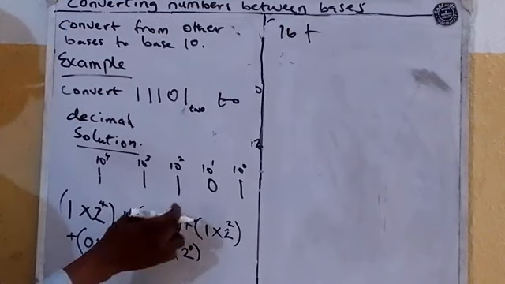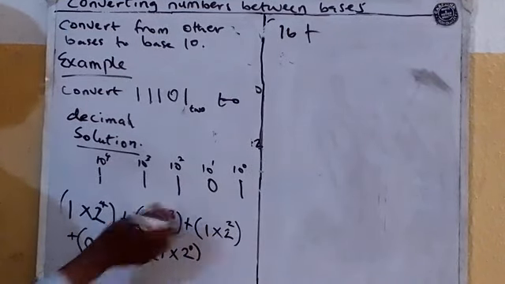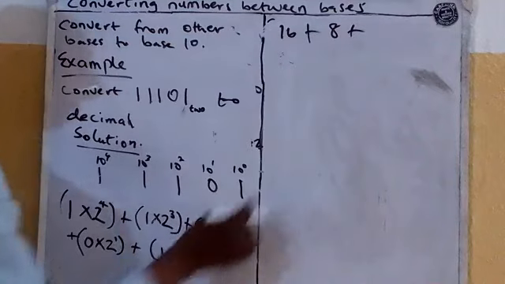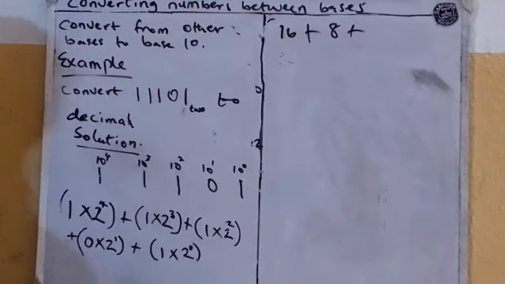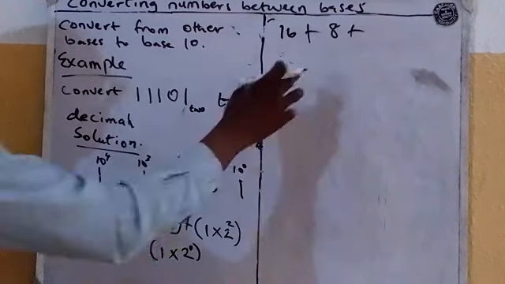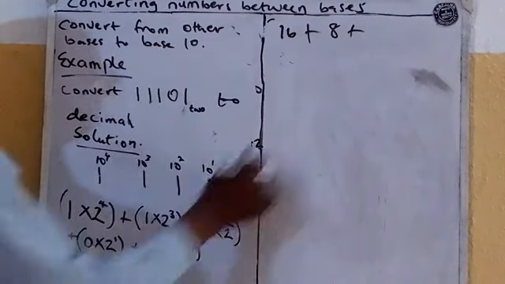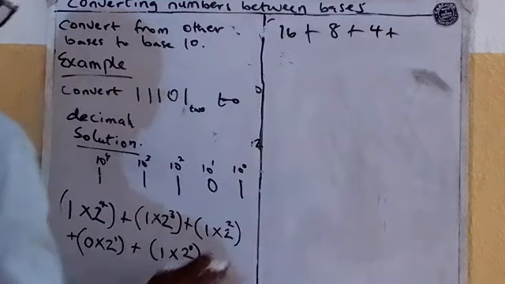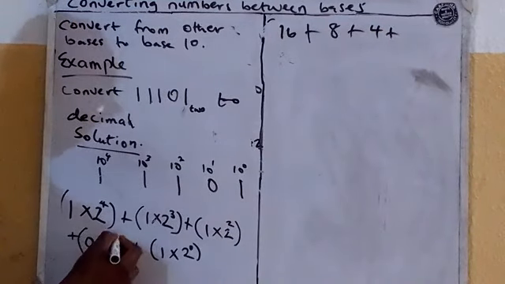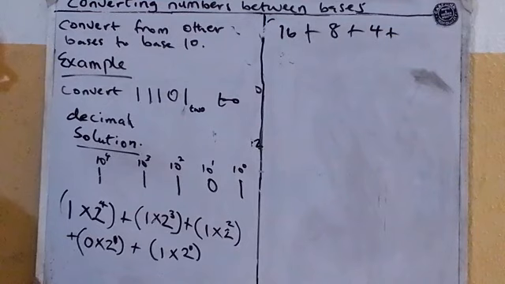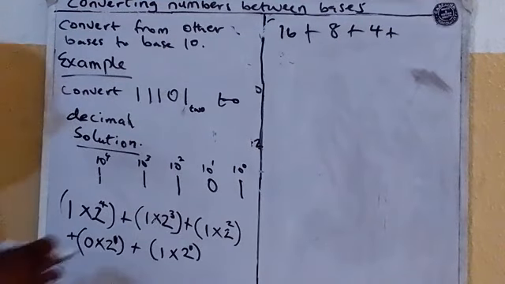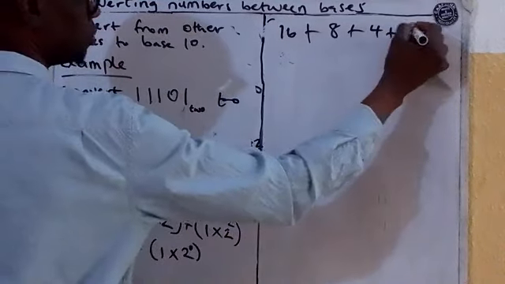Then this one is 2 raised to the power 3, which is 8. 8 times 1 is 8. Plus 2 raised to the power of 2 is 4. 4 times 1 is 4. Plus 2 raised to the power of 1 is 2. But 2 times 0 is 0.